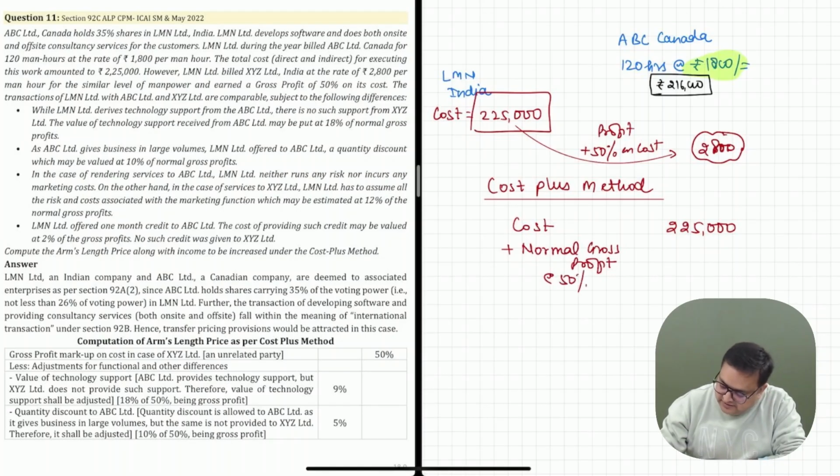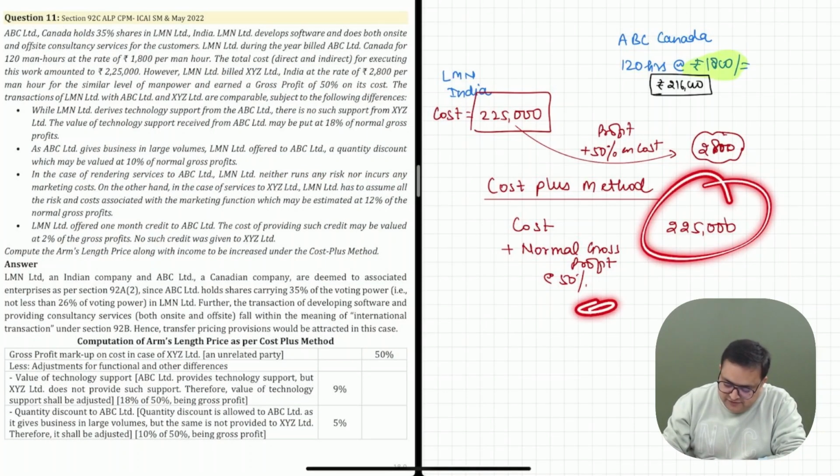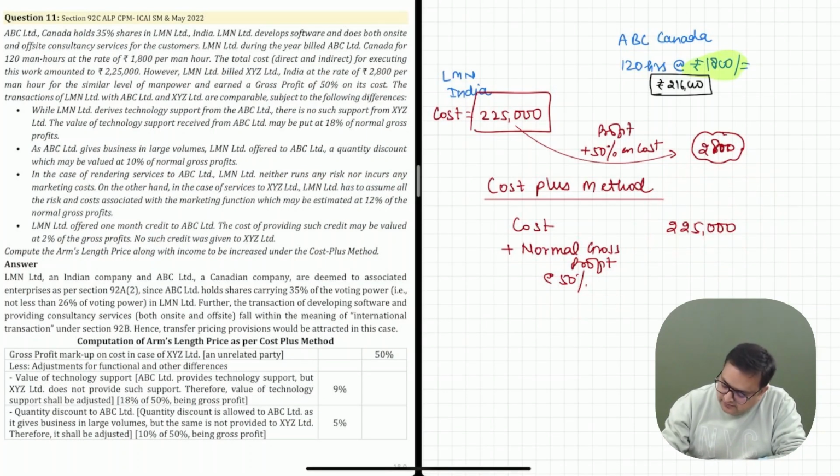So how much is 50%, guys? 2,25,000, it is on cost. So this is my cost, so there are no worries. What I can do, I can directly add 50% to it. So into 50%, which is 1,12,500.